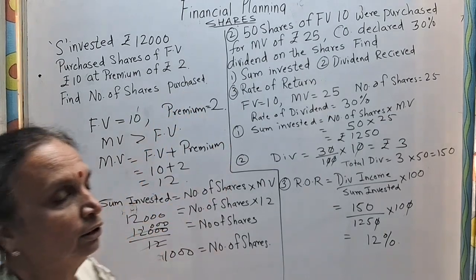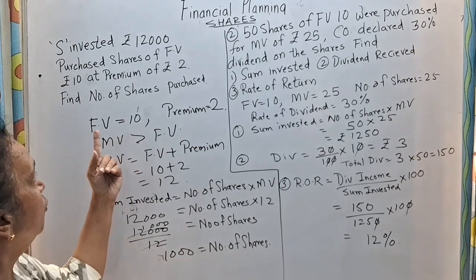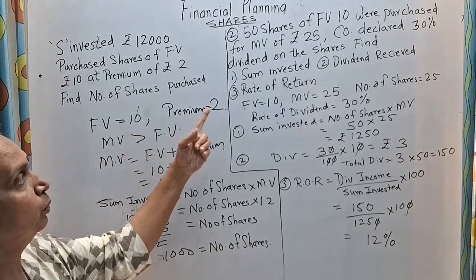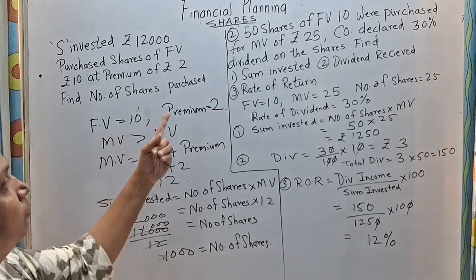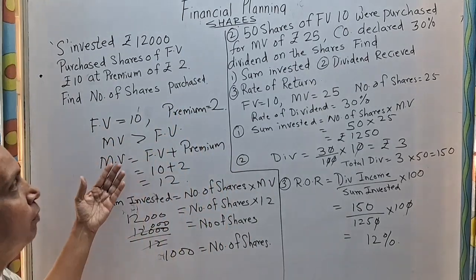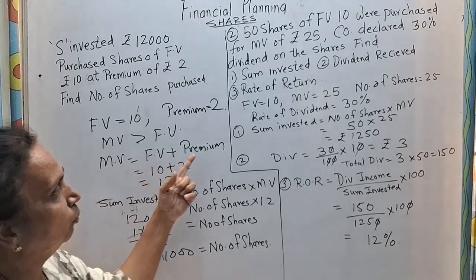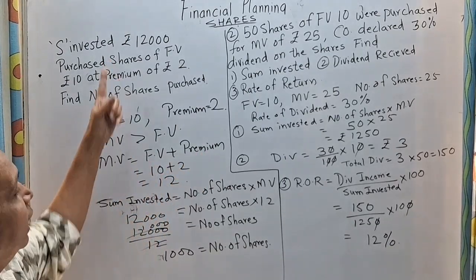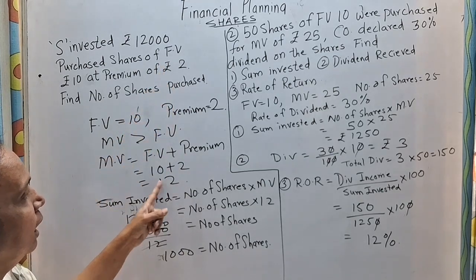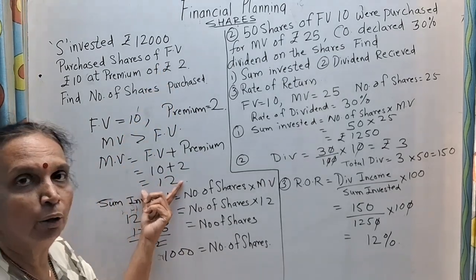The sum is asked not in a straight way. Now they have asked you the number of shares. So now face value you know is 10, premium you know is 2. Just now you told me that premium is nothing but market value is greater than face value, and we have done just now a few sums. Market value is equal to face value plus premium. Face value is 10, premium is 2, 10 plus 2 is 12. So the market value we got is 12.